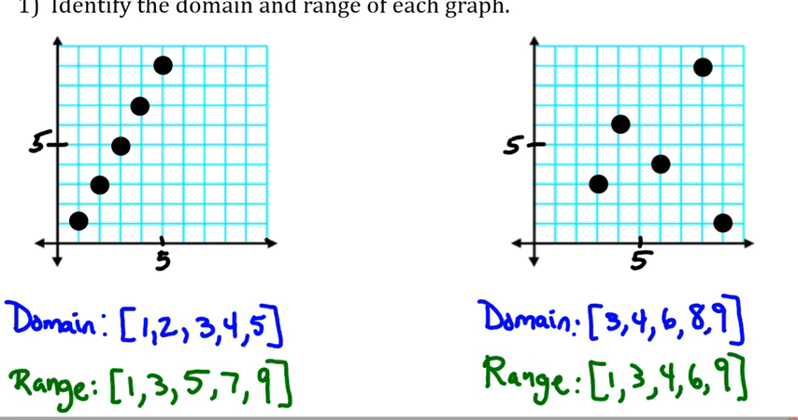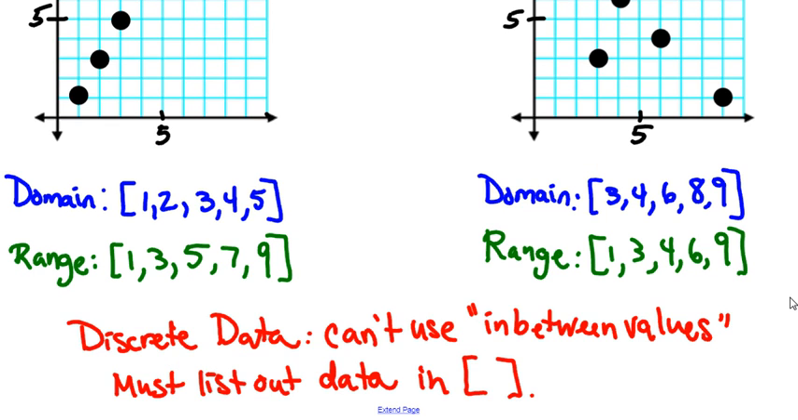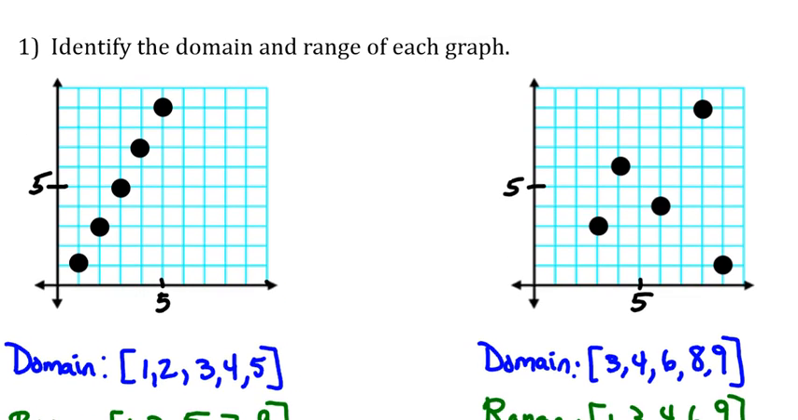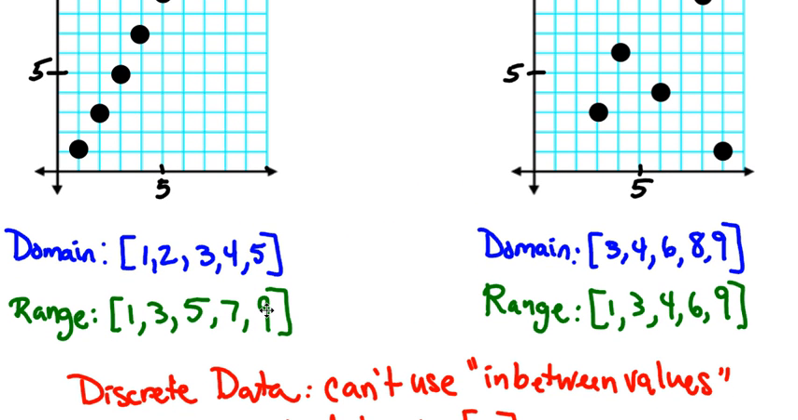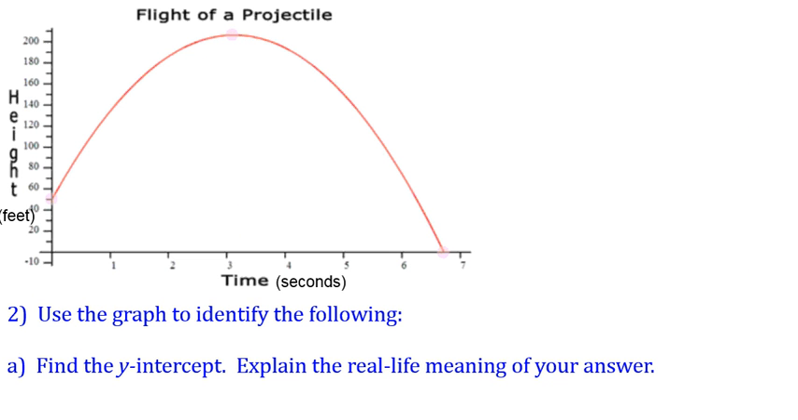And with discrete data, you have to list out all the individual data points that are being used for the inputs and outputs, or domain and range, because there are no in-between values being used. They're not connected by a curve or a line. We're just using these particular places. So anytime you have graphs that look like this, discrete graphs, you're going to have a list for your domain and range. If it's continuous, like we had for our previous example, when we make our domain and range, we can actually use the interval notation to show that it's continuous.